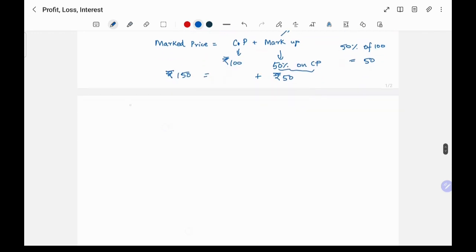Now next, what is discount? Discount you would have heard, right? It is some reduction in price they give. But reduction in what price? Is it cost price or is it marked price? As a customer, we are not aware of the cost price, right? We only see the marked price. So the reduction is nothing but it's on the marked price.